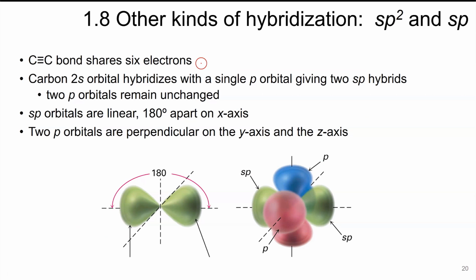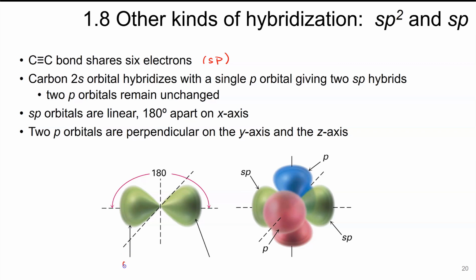The sp bond is a triple bond. It has a carbon with a 2s orbital that hybridizes with a single p orbital, which gives two sp hybrids. So two of these p orbitals are unchanged. These are linear and 180 degrees apart on an x-axis. So two p orbitals are perpendicular on the y and the z axis.